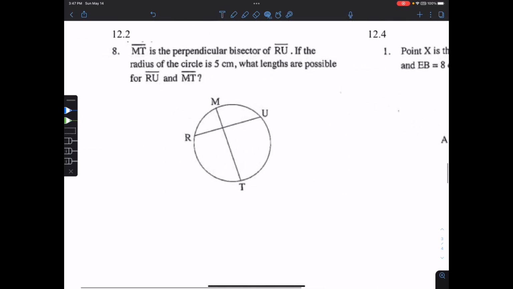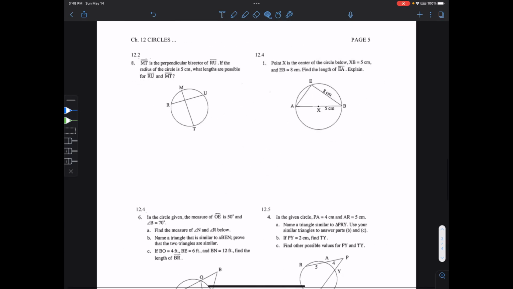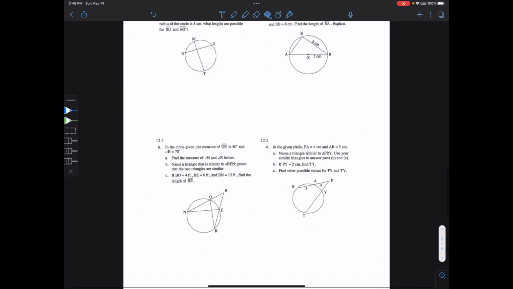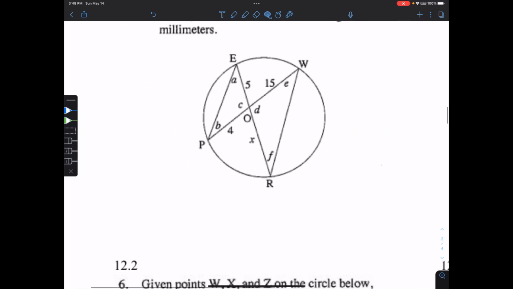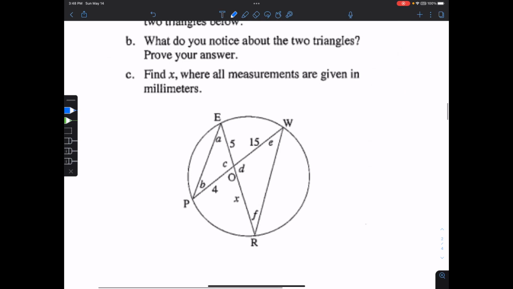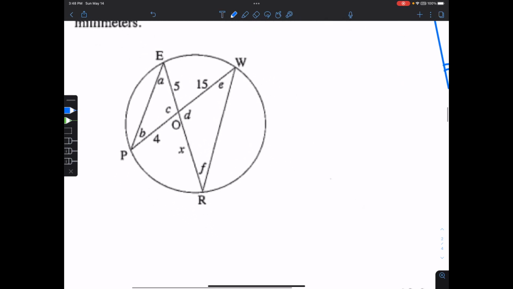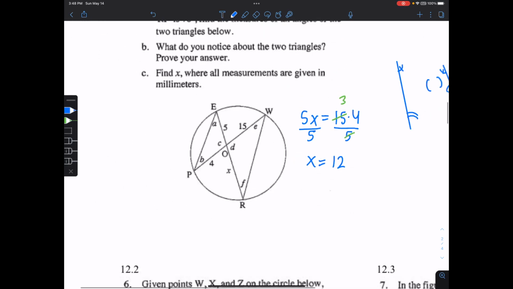Right. Here's another problem. This is a problem where we can use this theorem, right? If you just wanted to find x, we can say that this side and this side, if we multiply them together, 5x is equal to this side multiplied by this side, which is equal to 15 times 4. Divide by 5 on both sides, x is equal to, cancel these, and then 3 times 4 is 12. And boom, you already have your answer.